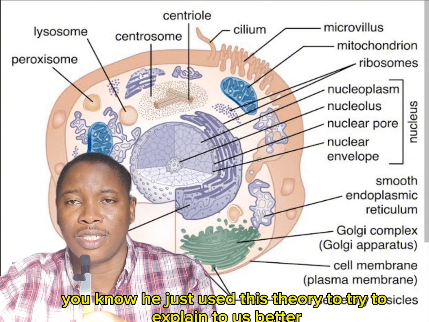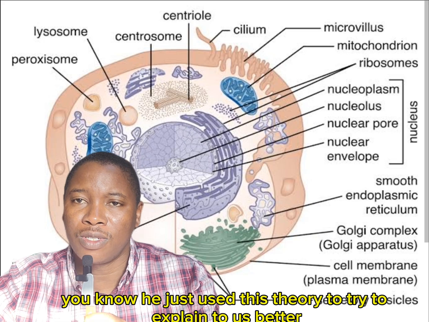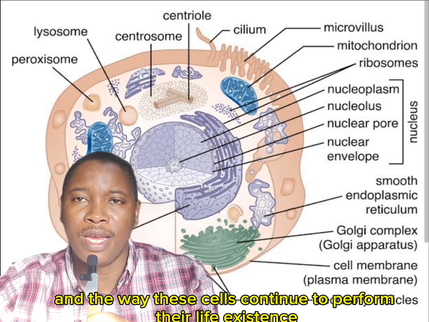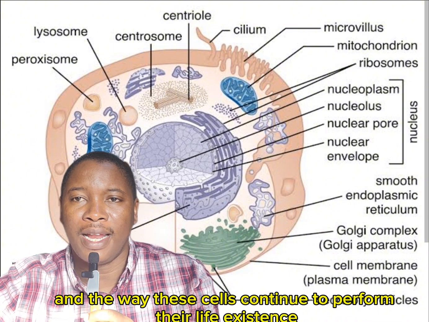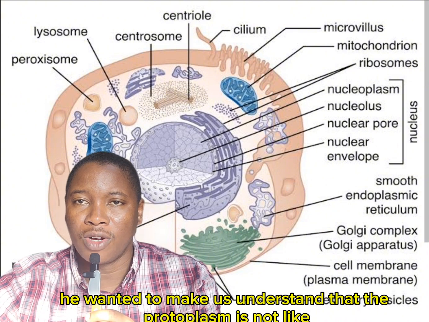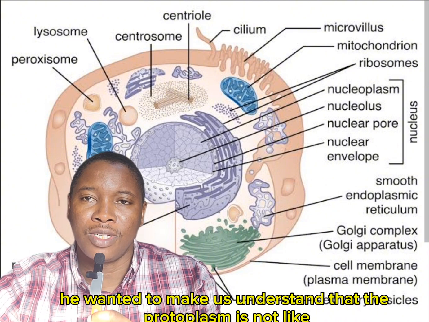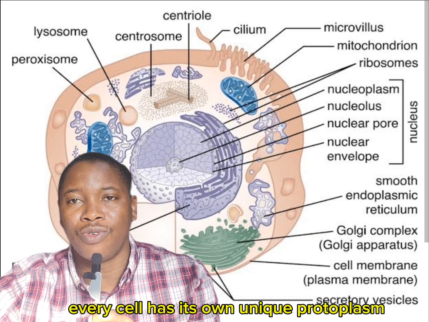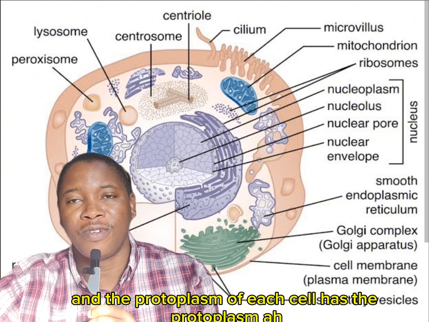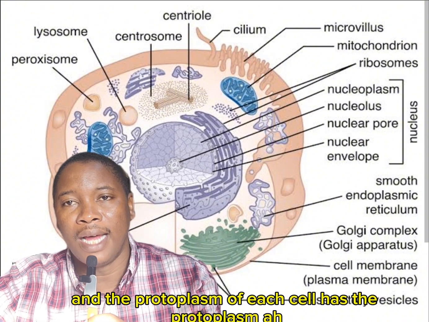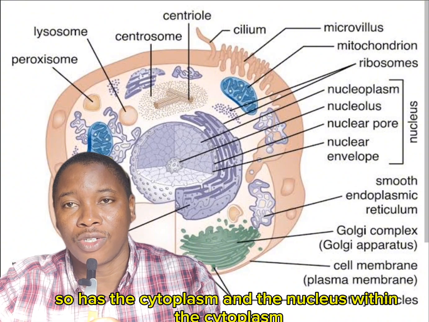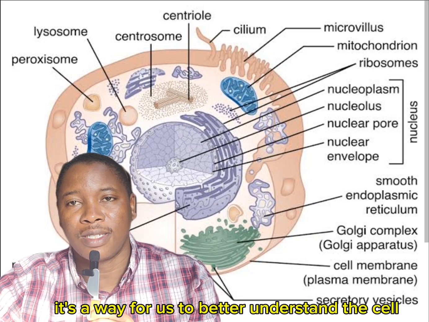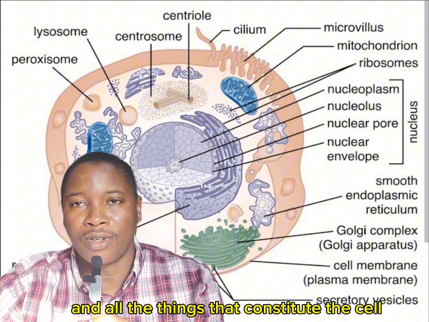and then you have the cytoplasm and the nucleus existing within all of these cells. He just used this theory to try to explain to us better the arrangement of cells within multicellular organisms and the way these cells continue to perform their life existence. He wanted to make us understand that the protoplasm is not shared within all the different cells. No, every cell has its own unique protoplasm, and the protoplasm of each cell has the cytoplasm and the nucleus within the cytoplasm. So this is good to know. It's a way for us to better understand the cell and all the things that constitute the cell.